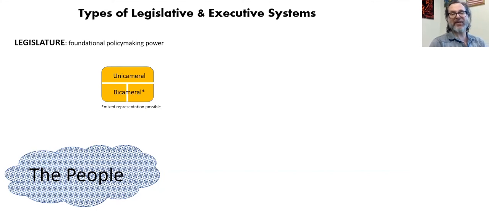Now, I have an asterisk here that says mixed representation is possible, and I'll talk a little bit about how mixed representation would look when we get into selection mechanisms connecting the people to the legislature. I should note that mixed representation is theoretically possible in a unicameral legislature. You can have 100 representatives, 50 of whom are chosen through one type of mechanism and 50 of whom are chosen through another type of mechanism, or 60-40, or whatever kind of mix you want. This is the sort of hybridization that I've talked about.